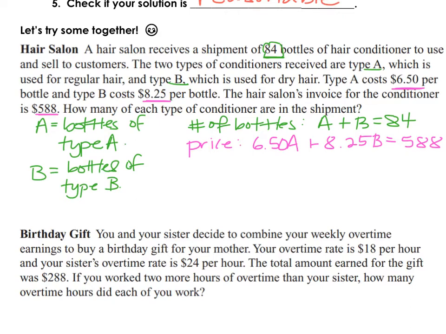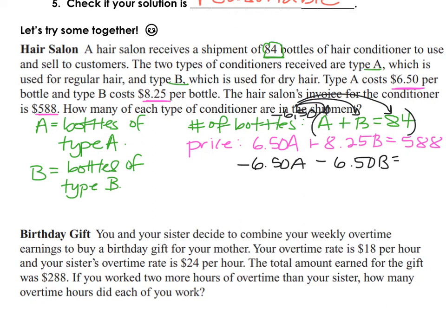I notice that I have my A's and my B's in each column. If I multiply the top equation by negative 6.50, I'm just going to write right over this here. That will give my A column the same coefficient and an opposite sign. So right below, I'm going to write negative 6.50 times A, and then negative 6.50 times B.